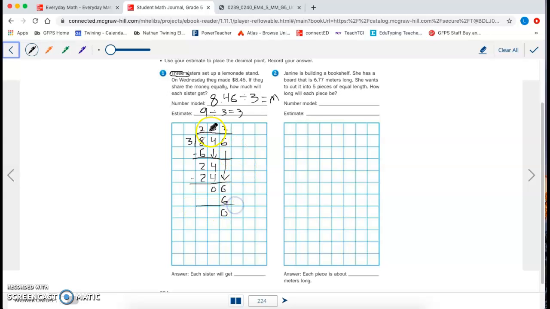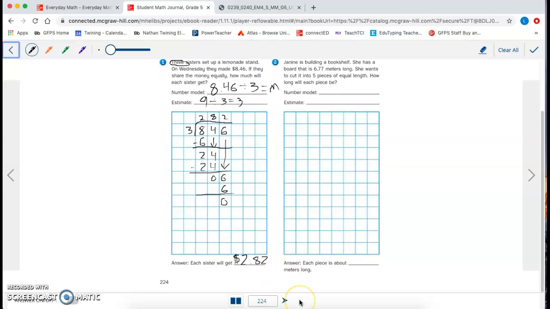Now we have to look at what each sister will get. Well, we have 2, 8, 2. So if I were to put my decimal all the way over here, I'd have 282. My estimate is 3, that doesn't make a whole lot of sense. If I put my decimal here, I'd have 28. Again, my answer is 3, that doesn't make much sense. If I put my decimal here, my answer is $2.82. Now that sounds like a reasonable answer when my estimate was 3. So each sister will get $2.82.